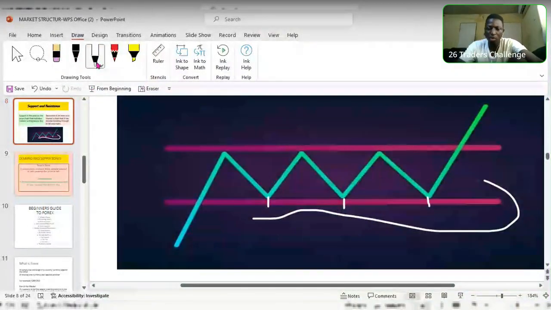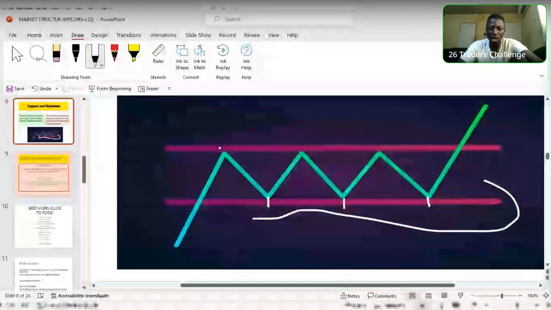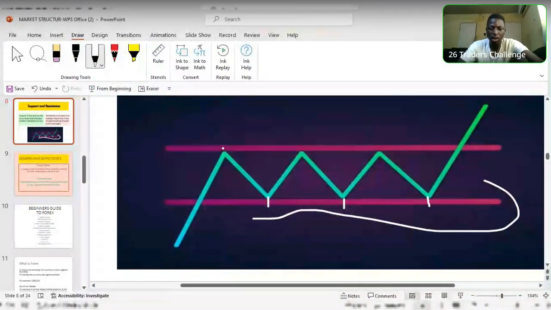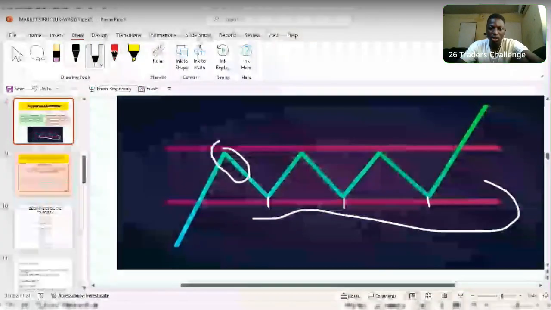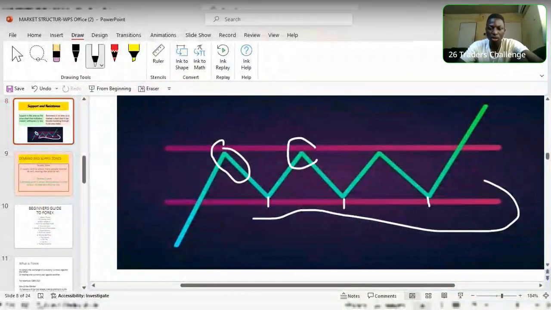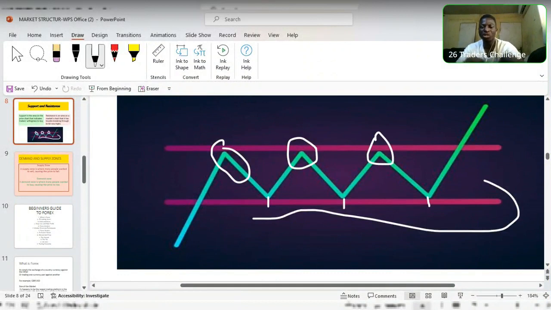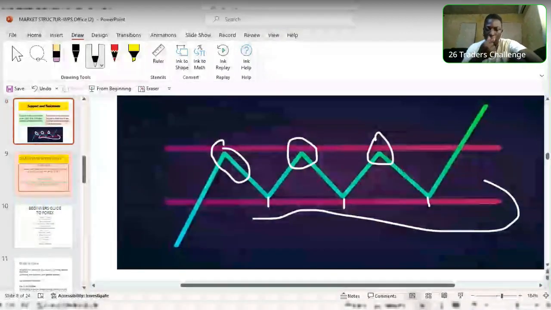And resistance is simply where on the price chart the market has difficulties breaking through. Look at this point. The market finds it so difficult to break through these points. So this is what we call support and resistance. Take note of everything I'm saying here. Now, what happens at every resistance zone?